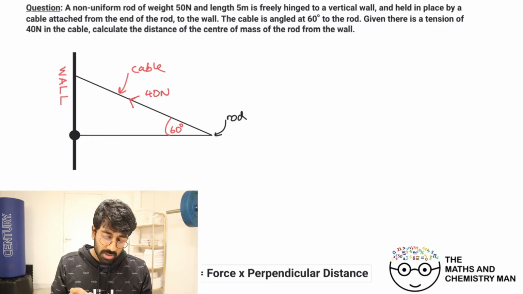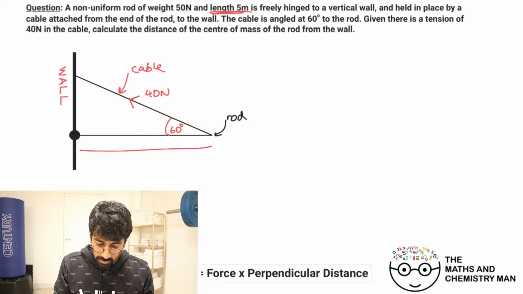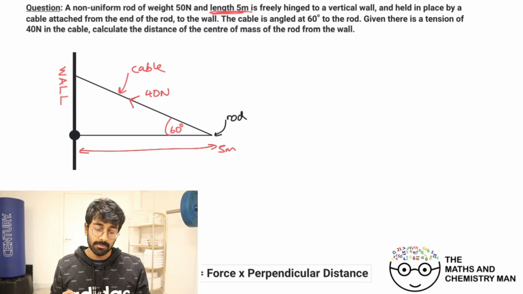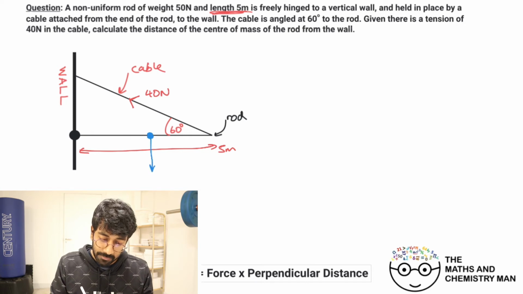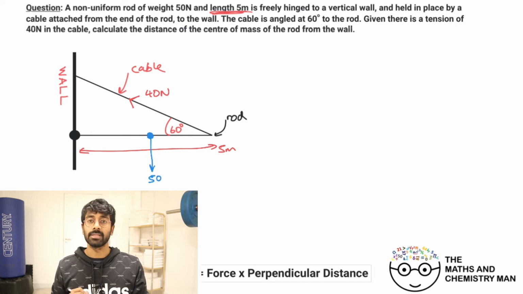And what else? What else are we told? We need some more details here. I mean, the length of the rod was 5 meters. So I guess we could fill this in as 5 meters. But it's non-uniform again, so we don't know where the mass is, right? So maybe let's just pop that in somewhere. I'm just going to go here for now. Bang. And we'll say this here is 50 going downwards.